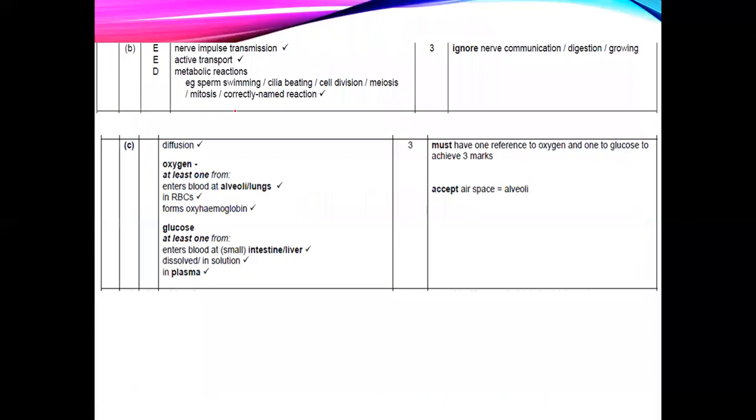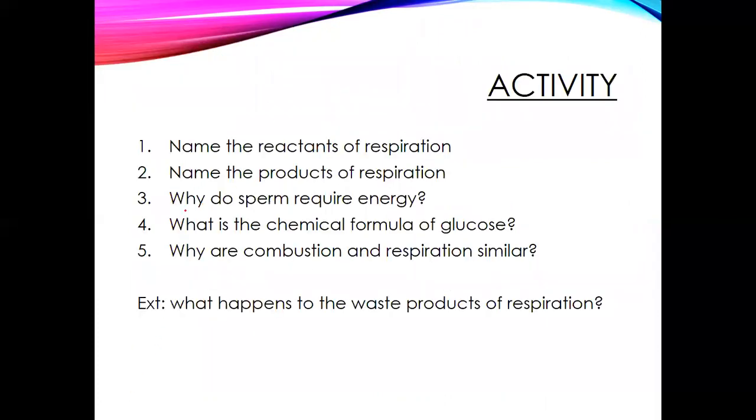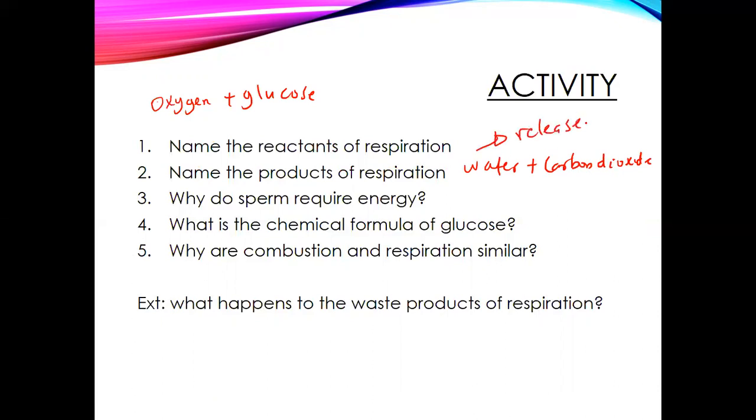Now the next one is summary, nerve transmission. I think you need it. So these are some of the activities you can do yourself. Name the reactants in respiration. The reactants in respiration are oxygen plus glucose. The products are water plus carbon dioxide, and the release of energy is also a product.